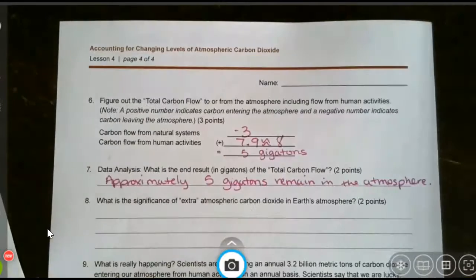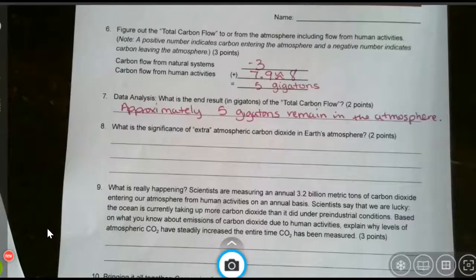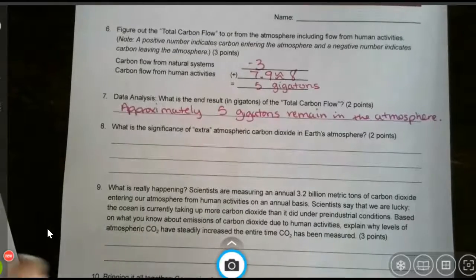Okay? So what is the significance of the extra atmospheric carbon dioxide in the Earth's atmosphere? Well, what do you guys think? It's definitely causing some changes. You could pick some of those, or you could be more general. And I probably would be more general with this one and just say, well, carbon is a greenhouse gas, which means it's going to contribute to climate change.